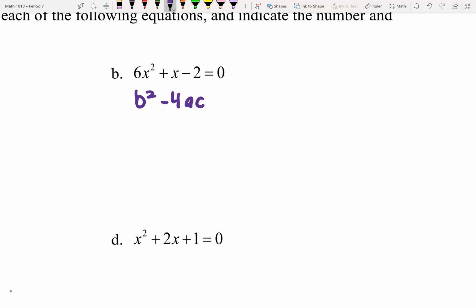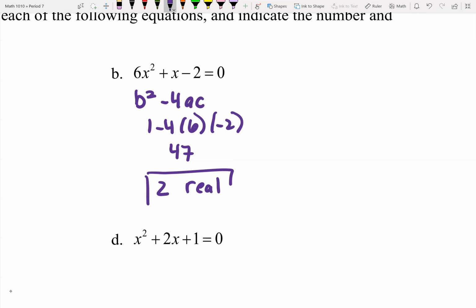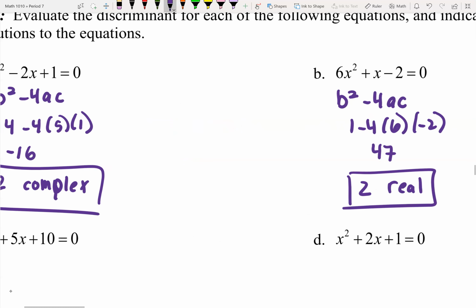Okay, so do b squared minus 4ac. b is 1. So 1 squared is 1, minus 4 times 6 times -2. When you do that, you get 47, I believe. Did anybody put it in your calculator? I think it's 47. Is it? Okay. That's in the root. Real or imaginary? Tell me that. Real. How many solutions do you have? 2. Yeah, 2 real. Okay, next one.